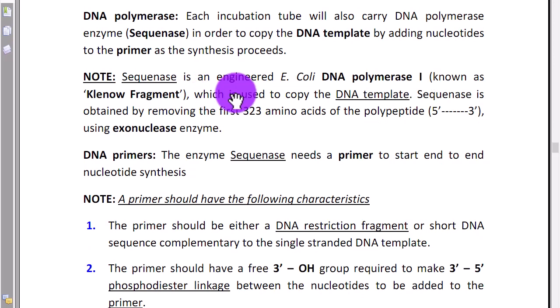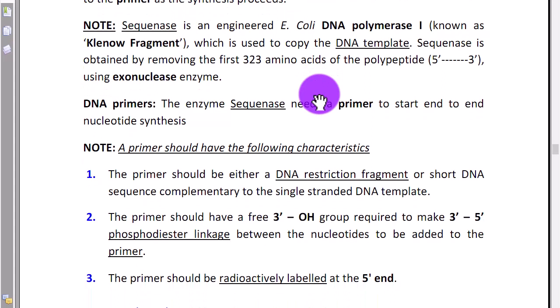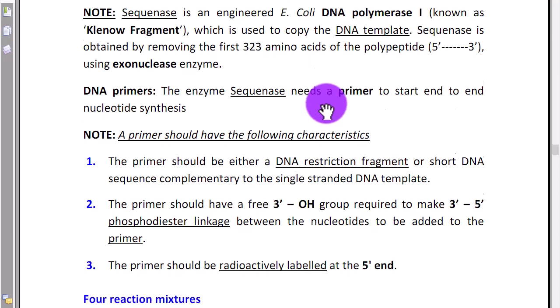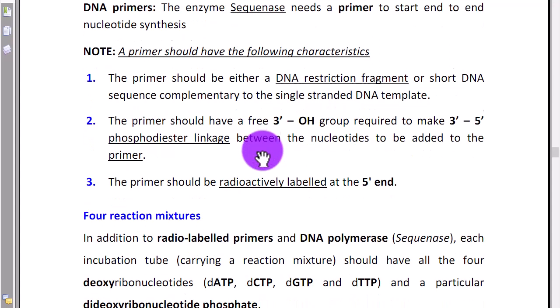Sequenase is engineered E. coli DNA polymerase I, known as the Klenow fragment, which is used to copy the DNA template. Sequenase is obtained by removing the 3' to 5' exonuclease domain of the polypeptide using an endonuclease enzyme. DNA primer: the enzyme Sequenase needs a primer to start end-to-end nucleotide synthesis.